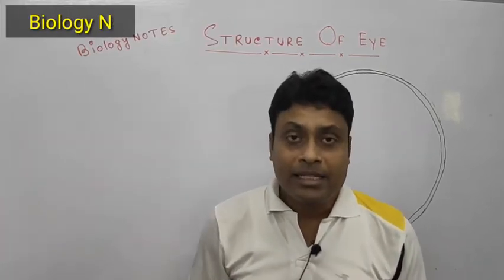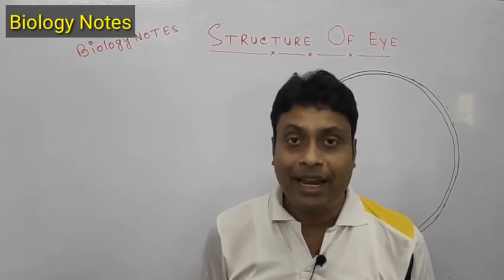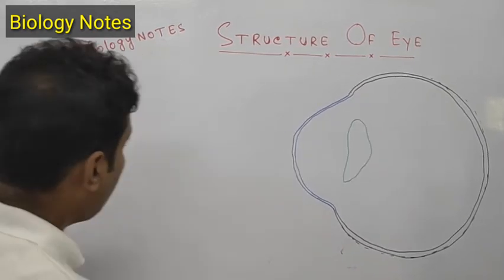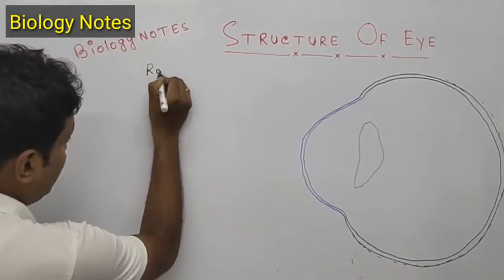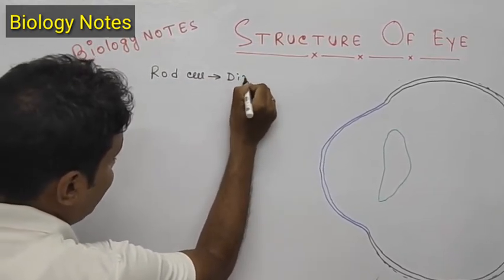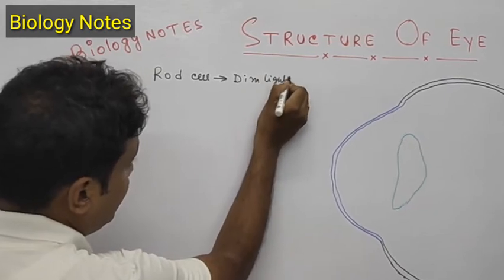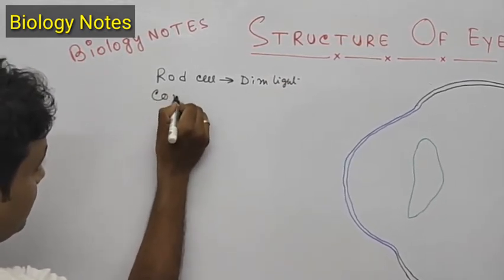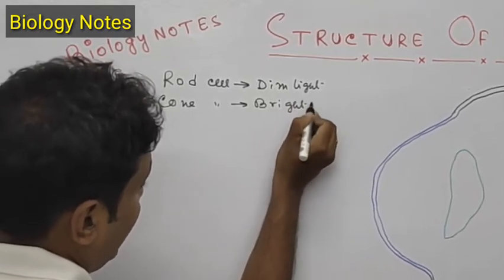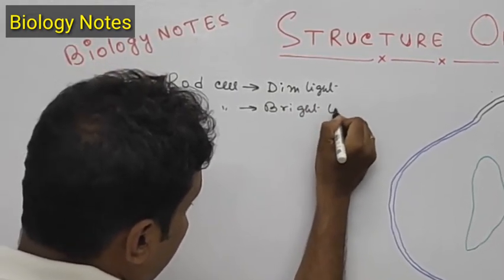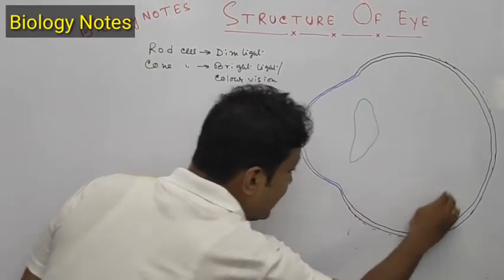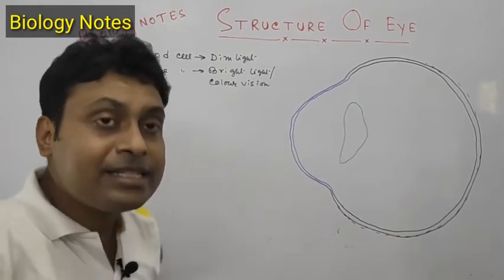In the eye, the sensory receptor cells which can detect light are known as rod cells and cone cells. These are the two most important sensory receptor cells present in the retina of the eye. The rod cell becomes activated in dim light, so this helps in night vision, and the cone cell becomes activated in bright light, so this helps in daylight vision and also in color vision. These rod and cone cells are present inside the retina of the eye. Then what is the retina?